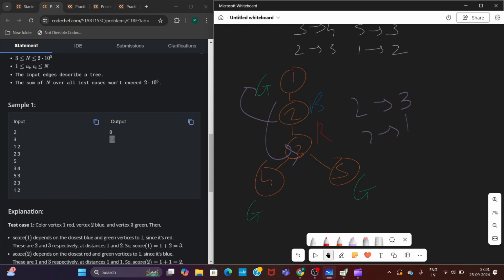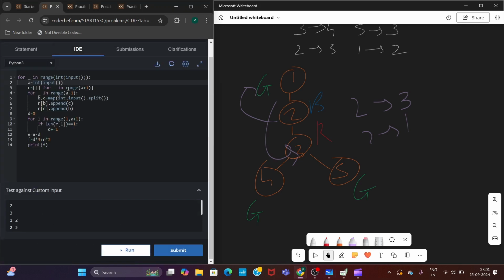So basically, let's see the code over here. First of all, we have created an adjacency list over here and stored all the values in it, means red and blue. As you are able to see, we have stored all the values in the adjacency list. Then we have iterated over each and every element. Basically, we have created an adjacency list and stored all the nodes over here.